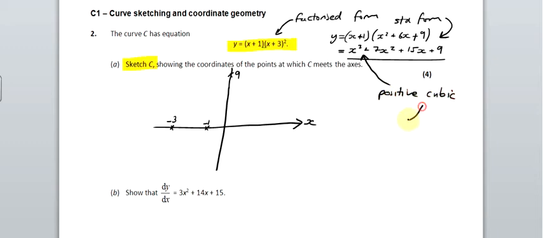So that's this shape. And it goes in two places. Now, there's a repeated root here. So that means it looks like this. It comes down here, goes through there, comes up, touches it, that's your repeated root, and then heads on down. So there we go.